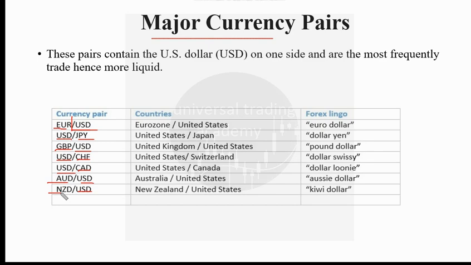So in a nutshell, one major currency paired with the US dollar equals a major currency pair. All right, so one major currency plus USD equals a major currency pair. If ever you pair a major currency with the US dollar, then the product of that reaction is a major currency pair.